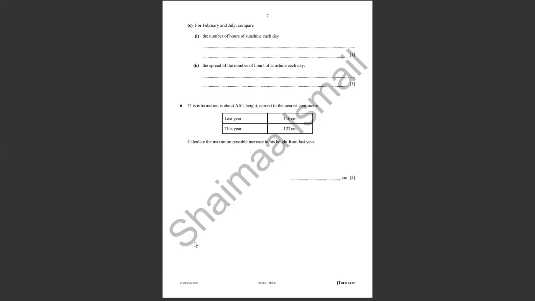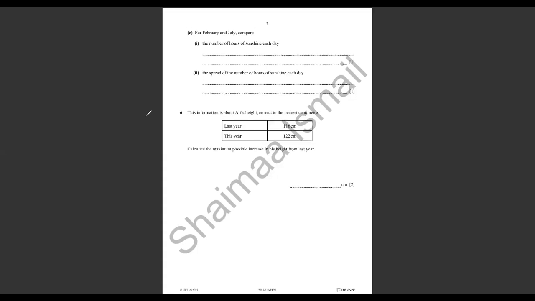Question C here, in the same question, for February and July compare. When he says compare in statistics, what we do is we have to get the mode, the mean, the median, the range, or the average. Here I prefer to get the range, or the median, which is easy to get with your eyes.